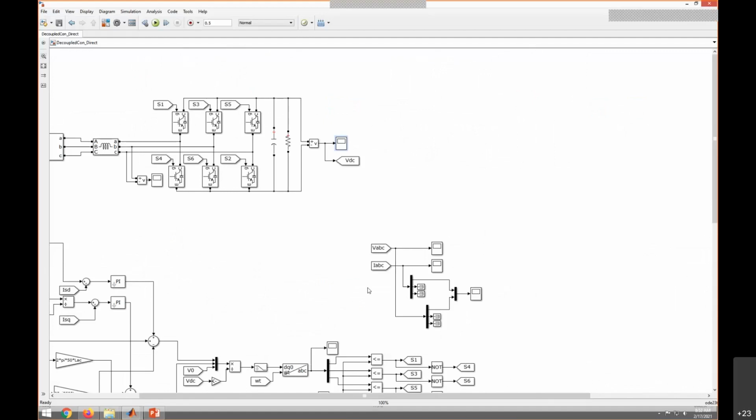So do you have any questions? Yes, sir. Sir, without that initial capacitor voltage, do we get the same output, sir?